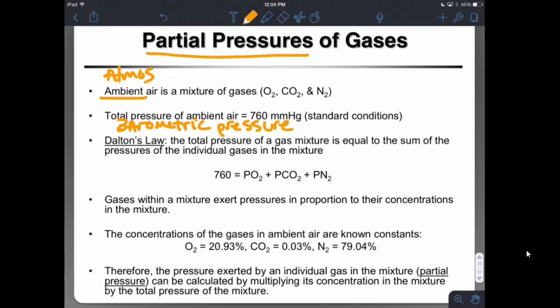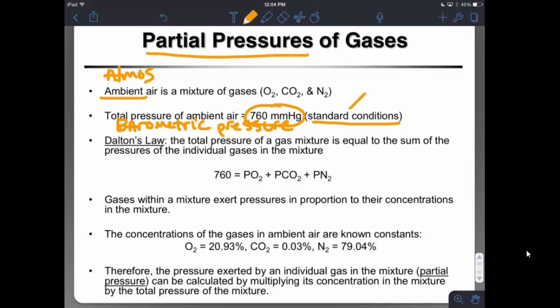So you've probably seen this on the weather report when they talk about a high pressure system coming in or a low pressure system coming in. What they're talking about is barometric pressure, which is also known as total pressure of ambient air or total pressure of atmospheric air. Normal barometric pressure under standard conditions is 760 millimeters of mercury. Remember, millimeters of mercury is a measurement of pressure.